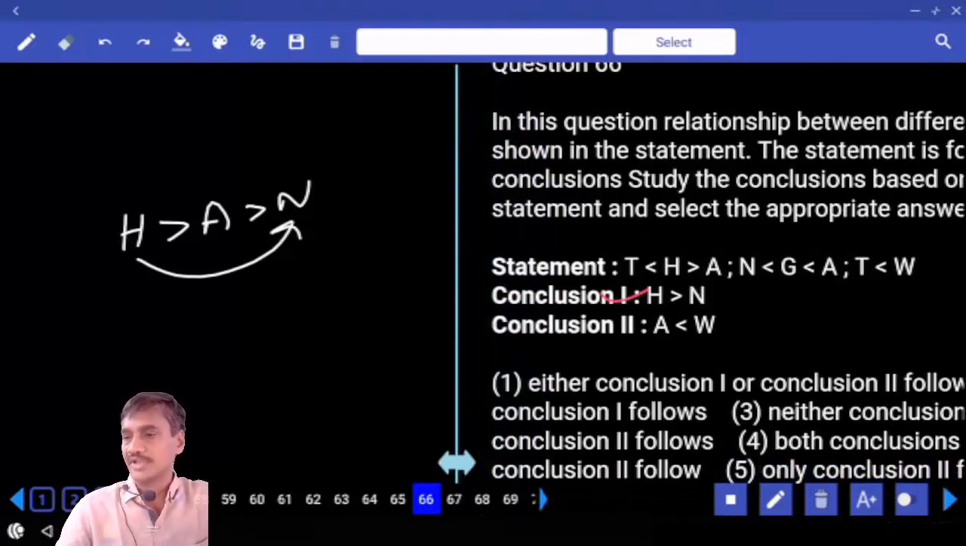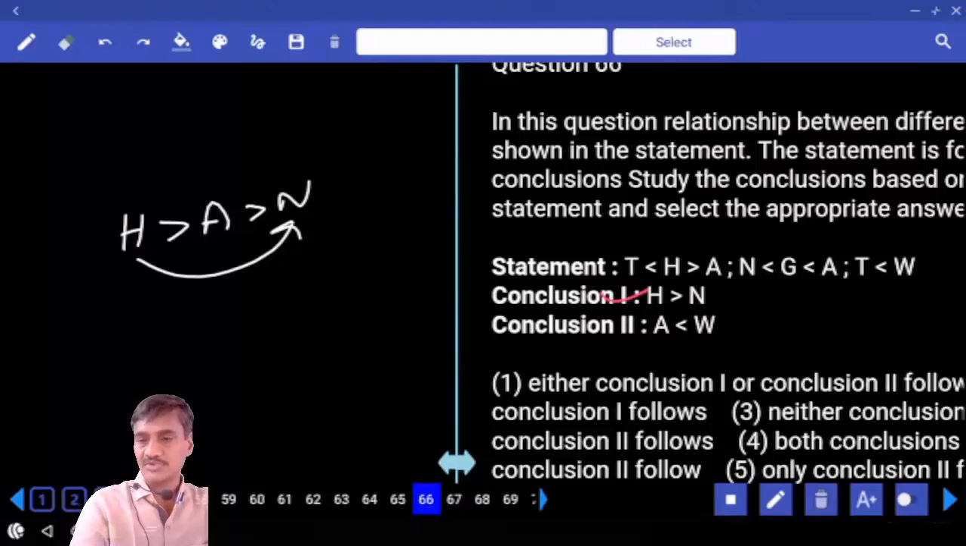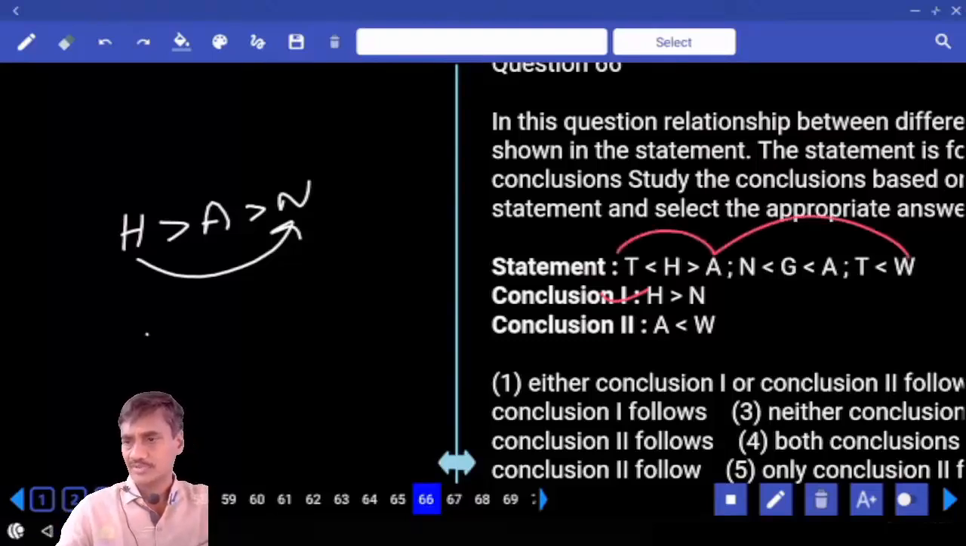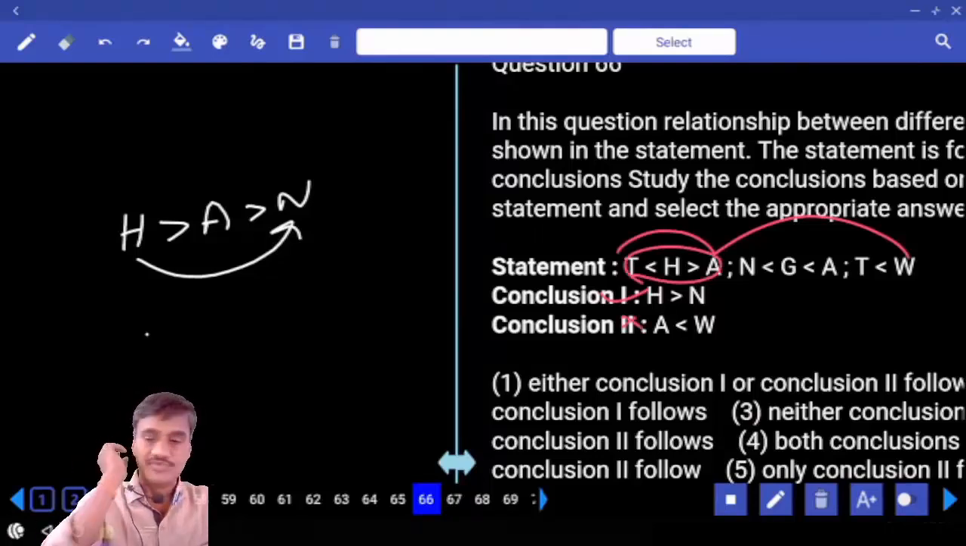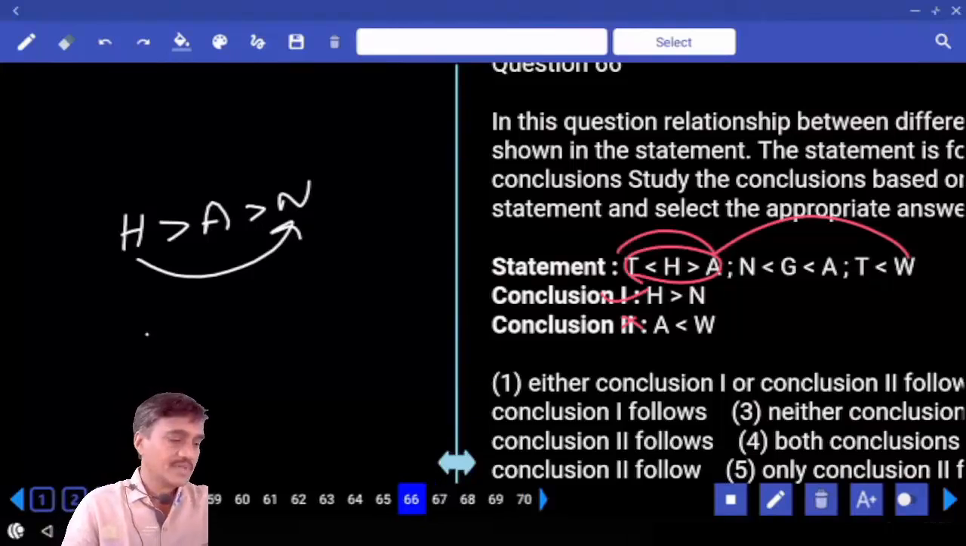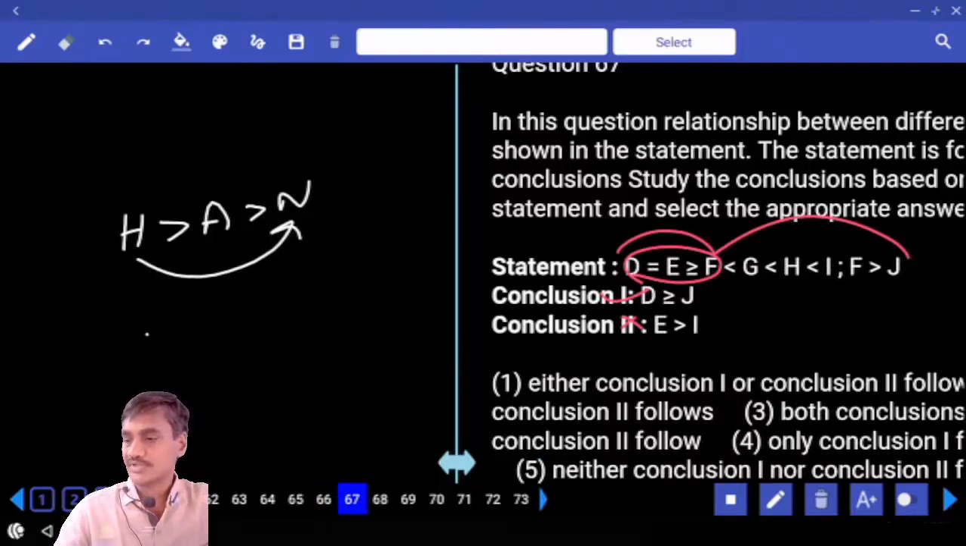And the relation between A and W. Now in this A and W, T. Now T to A to W. But the relation between T and A cannot be identified. Two opposite symbols. Hence, what is your answer? Only one, and it is given in choice 2. That is question 66, choice 2.